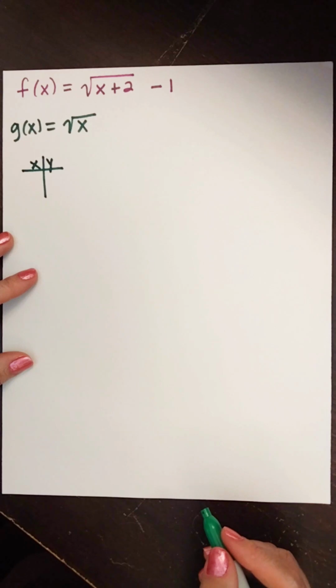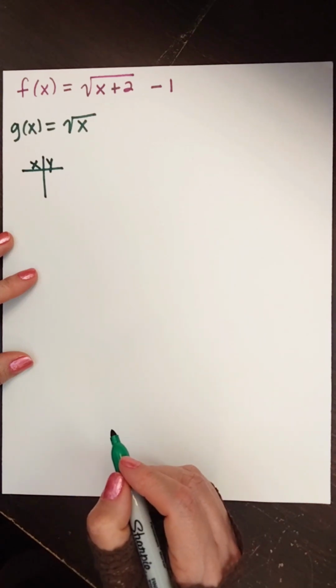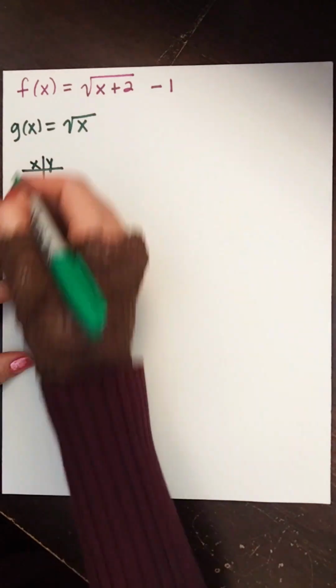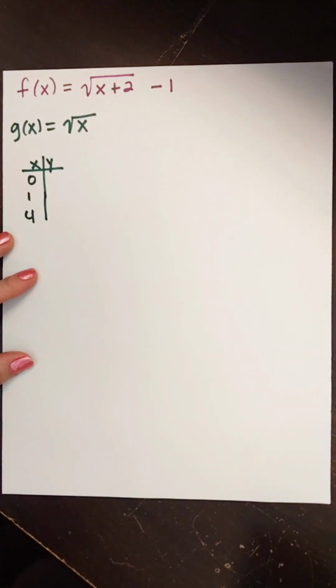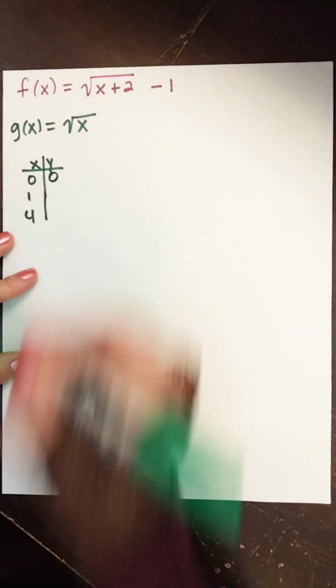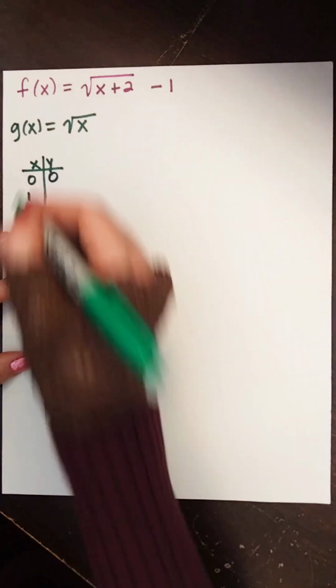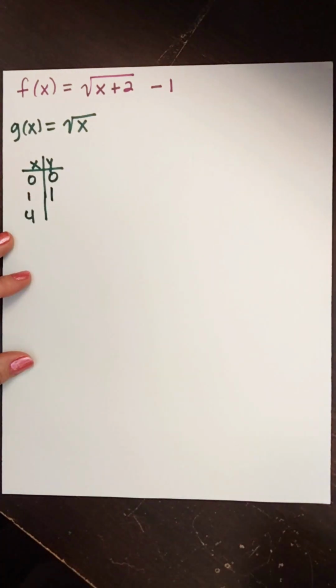So then I'm going to choose some key points. So I'm going to choose 0, 1, and 4. So g of 0 is the square root of 0, which is 0. g of 1 is the square root of 1, which is 1. And g of 4 is the square root of 4, which is 2.